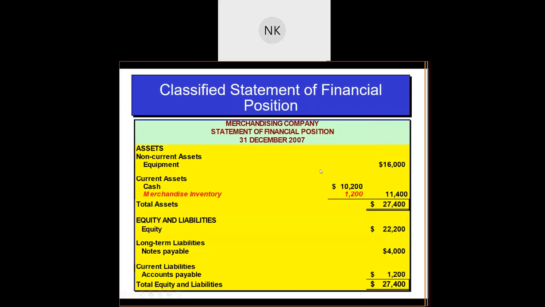This one is just the classified statement of financial position, just to show you that the merchandise inventory is a debit, or is an asset. So you have to put it under current asset. The others are all the same, you already know. Okay, I guess that's all.